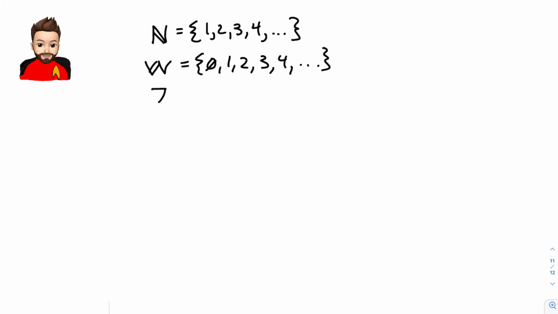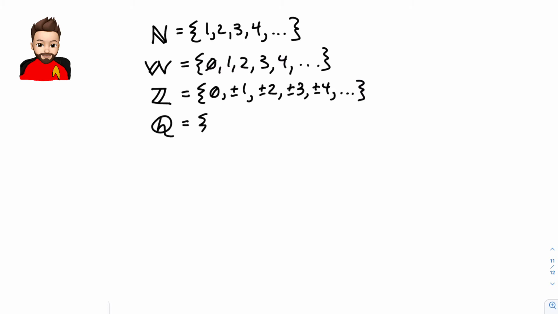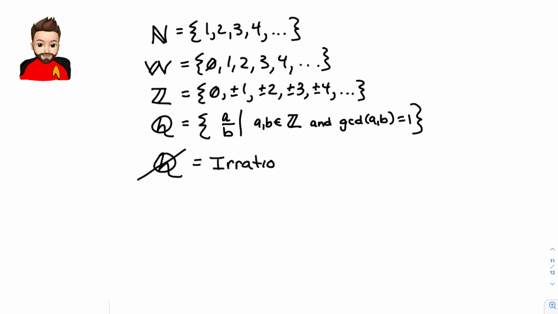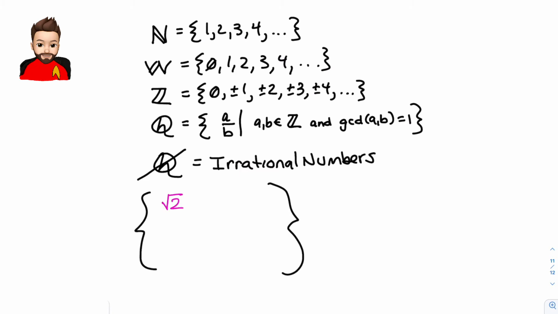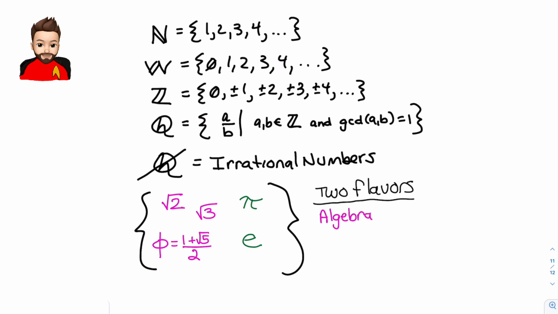So we have these numbers. We have natural numbers, we have whole numbers, we have integers, we have rational numbers, and then of course we come across these other numbers that are irrational numbers, not rational. So all of these numbers together form what are called the real numbers. Some examples of irrational numbers are the square root of 2, the square root of 3, or the golden ratio, phi. We also have other numbers like pi and e. And they come in two flavors actually.